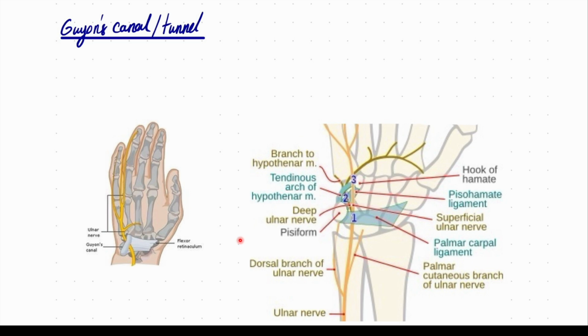You can also call it Guyon's tunnel, so whichever makes you feel better. This tunnel contains ulnar artery and ulnar nerve. Both of the structures bifurcate inside the canal to superficial and deep palmar branches. The superficial branch of the ulnar artery mainly forms the superficial palmar arch.